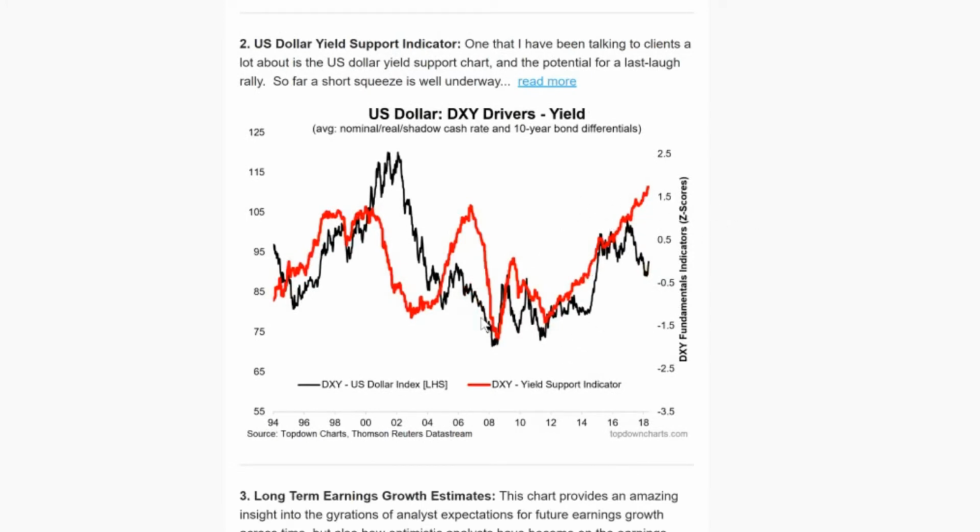Now, the interesting thing about interest differentials for currency markets is that there's something that kind of works until it doesn't, or it doesn't work until it does. You can see here that this yield support indicator has worked remarkably well at times, and at other times hasn't really actually been that useful. Of course, usually when it's not being that useful, there's other things going on.